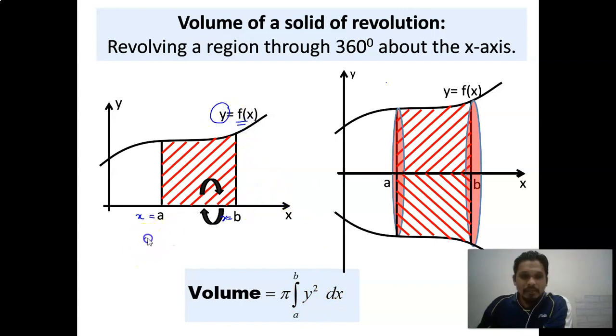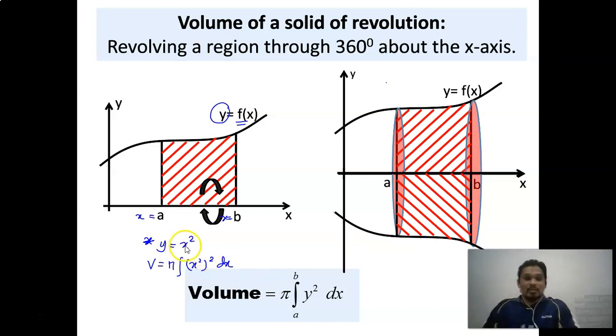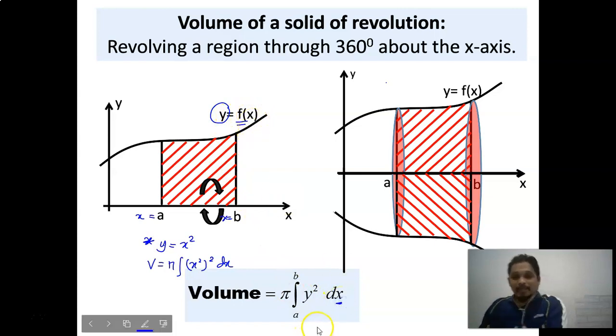Just imagine that if y equal to x squared, for example, then the volume equals pi times the integral of x squared, squared, dx. This is not x squared according to this picture, but just imagine it to help you understand that y is the function f with variable x, with respect to x.